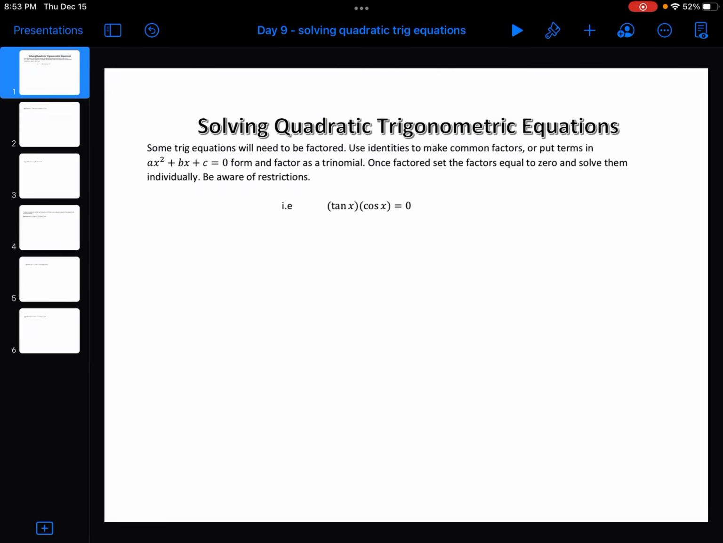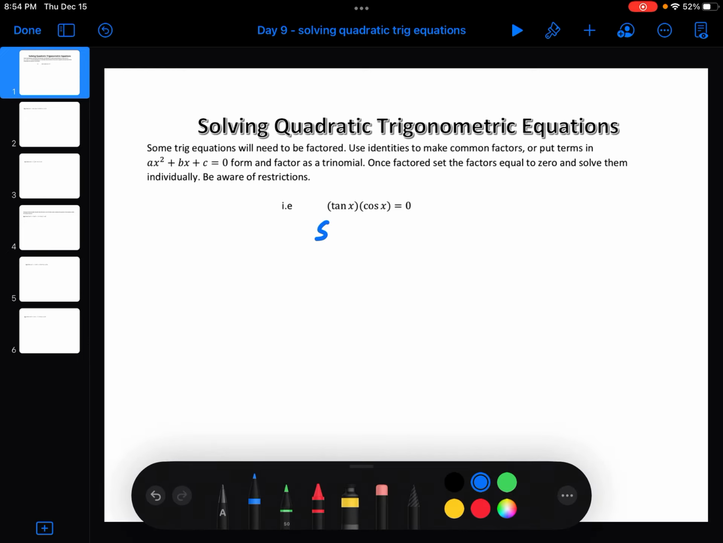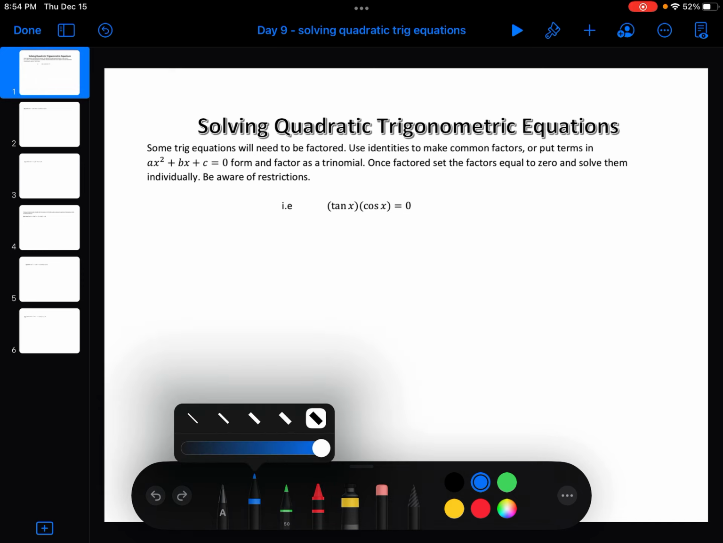Okay, so solving quadratic trigonometric equations. What this note is going to be looking at is obviously quadratics with trig functions, but we're also going to look at just a couple of common things that we need to know or need to be able to deduce. First, this is a fairly straightforward one. Sorry, I'm going to make my writing a little smaller.